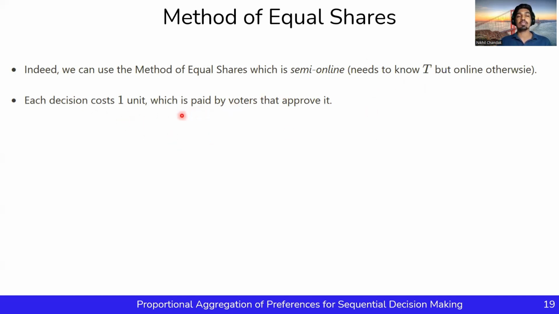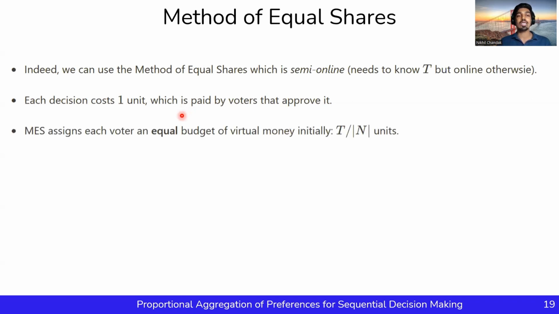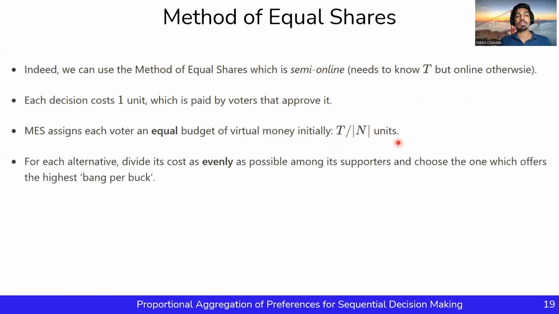And what MES does is divide this pool of money uniformly among the voters to give each voter an equal budget of T by N units. Now, in each round, for each alternative, MES divides this cost as evenly as possible among its supporters and chooses the one which offers the highest bang per buck. Or equivalently, it chooses the lowest maximal cost alternative which is affordable by its supporters.